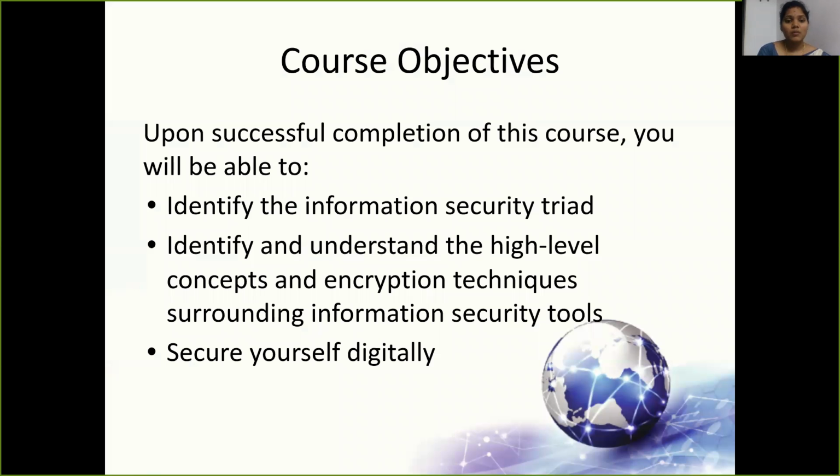Course objectives. Upon successful completion of this course, you'll be able to identify the information security triad. The information security triad means CIA: confidentiality, integrity, and availability. Let's discuss the CIA security triad later. You'll also be able to understand the high level concepts and encryption techniques surrounding information security tools. Finally, you'll be able to secure yourself digitally. This is very much important in this digital world.